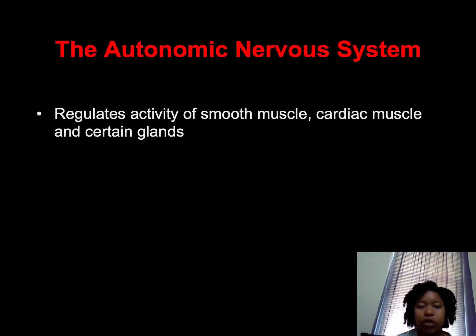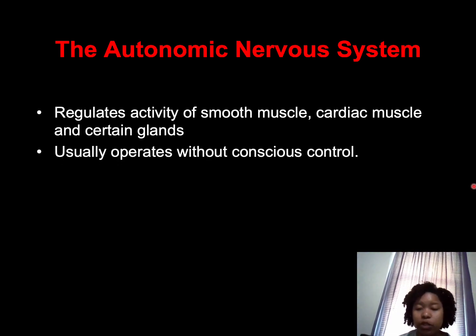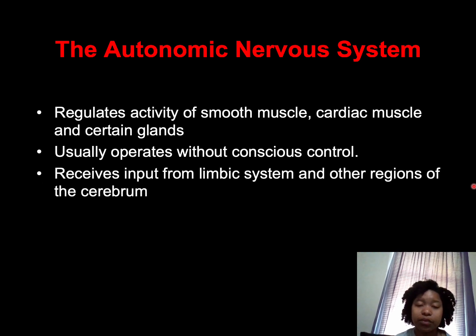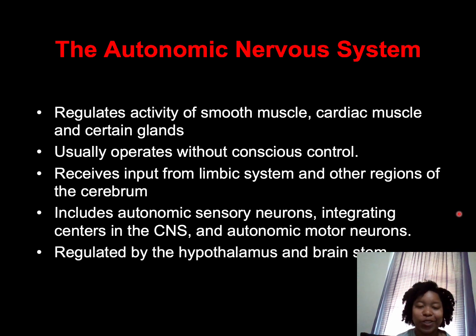So, more about the autonomic nervous system. This particular division of the nervous system regulates activity of smooth muscle, cardiac muscle, and certain glands. And this usually operates without conscious control. If you had to think about every little thing that the body does throughout the day, you could not do anything else. There's so much going on right now. So the autonomic nervous system covers a lot of that involuntary function. It receives input from the limbic system and other regions of the cerebrum. And then it includes autonomic sensory neurons, integrating centers in the CNS, and autonomic motor neurons. Sorry, it was a tongue twister.